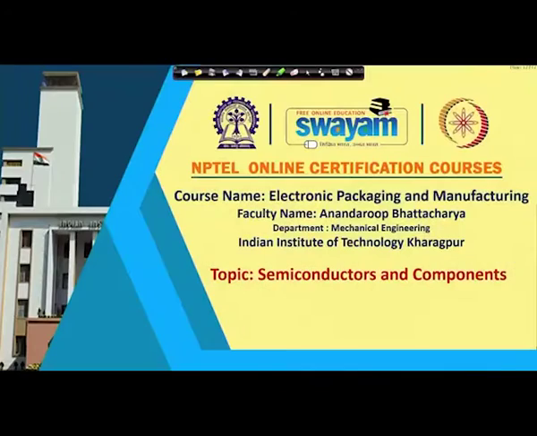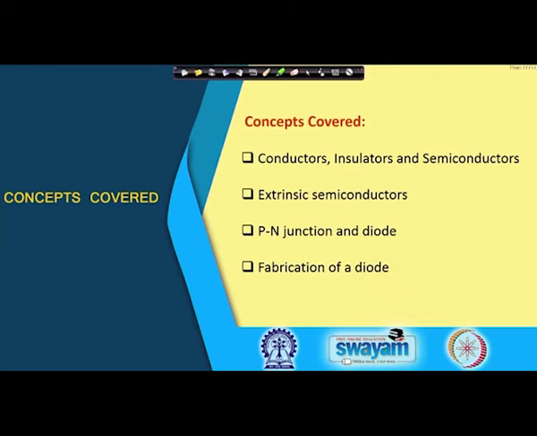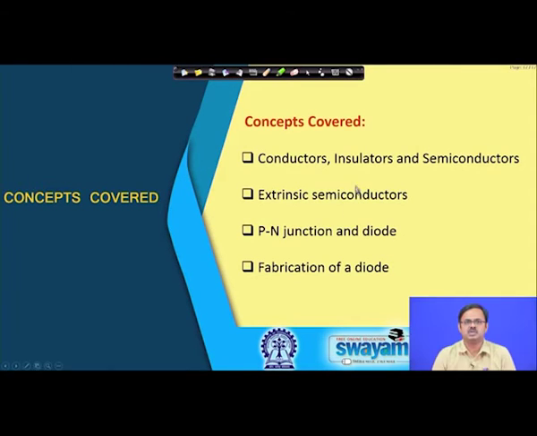Welcome back to the course on electronic packaging and manufacturing, and we will continue from where we left off last time. We were talking about semiconductors and devices or components. If you recall, these are the topics that we were going to cover: conductors, insulators, and semiconductors, and extrinsic semiconductors. These two were covered in the last lecture, and today we are going to take off from there, and we will talk about what is a p-n junction, what is a diode, and then we will end this lecture looking at the steps of how we can make or fabricate a diode.